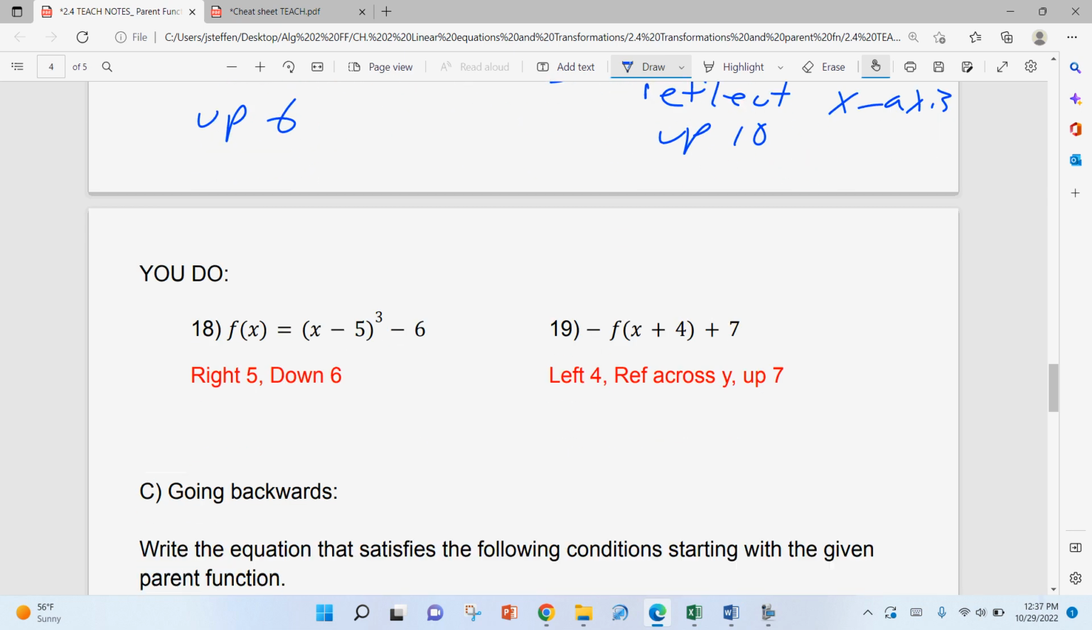So, again, the answers are here, but go ahead and do these on your own. If you want to use little abbreviations, you can. Just make sure everything is there. Don't just say across the x. Make sure you say it's a reflection across the x and stuff like that.